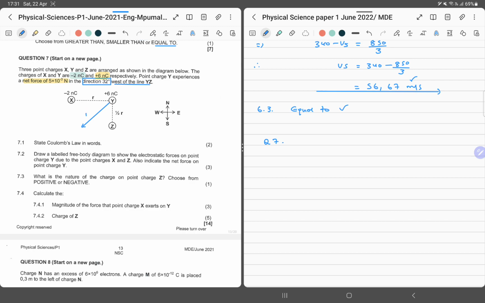So this is the resultant force of the electrostatic force. If we're saying 32 west, it means this becomes the 0 line. So we measure our 32 degrees in this direction because that would be west of north. That is the most important. So it means this charge would move in that direction if it were to move. Now we're told to state Coulomb's law.